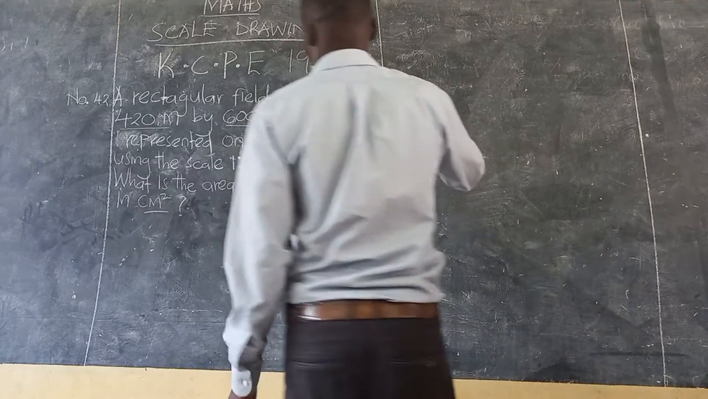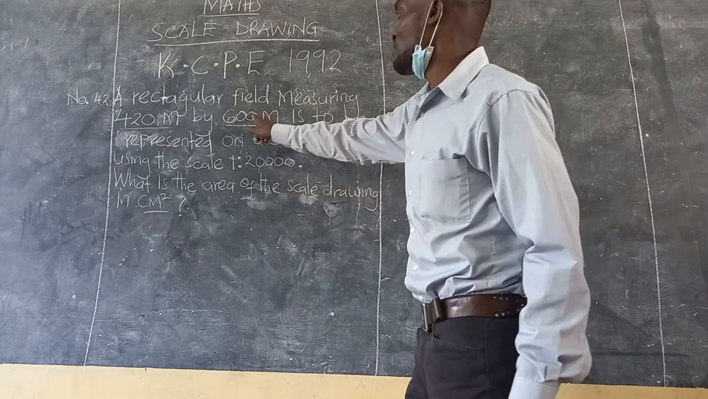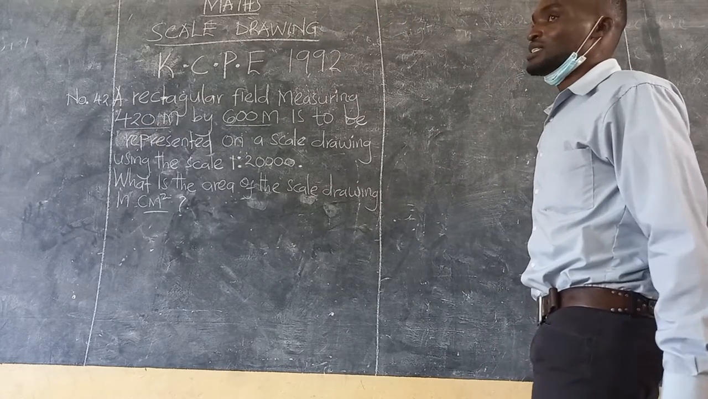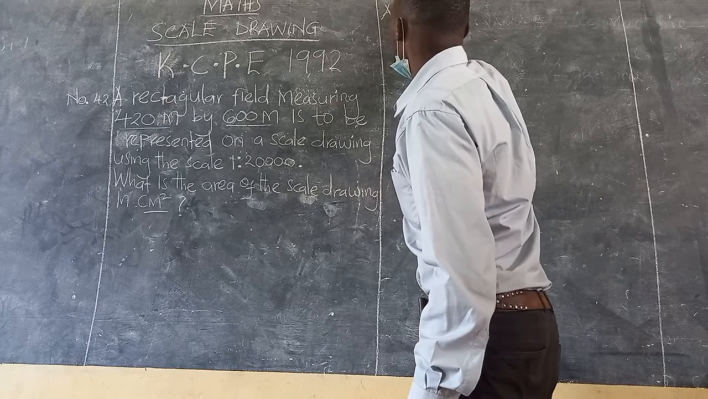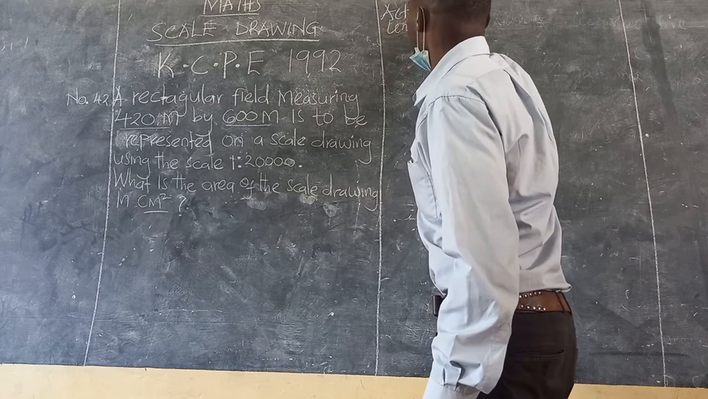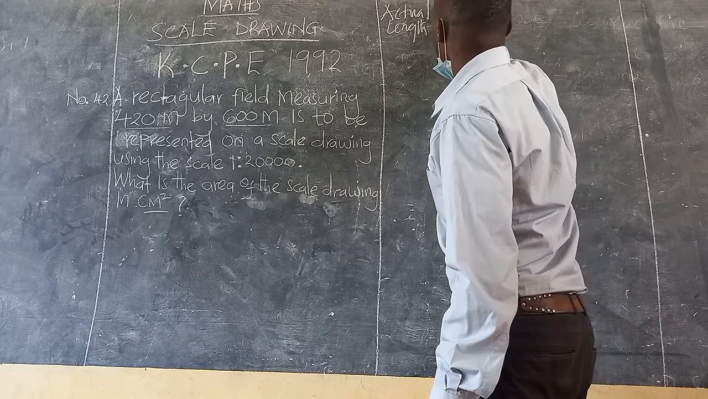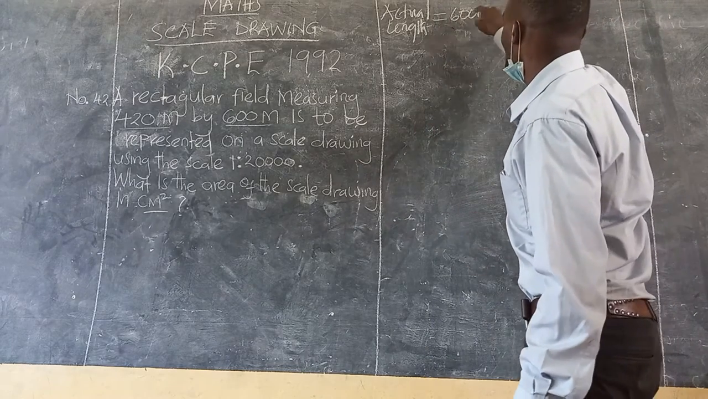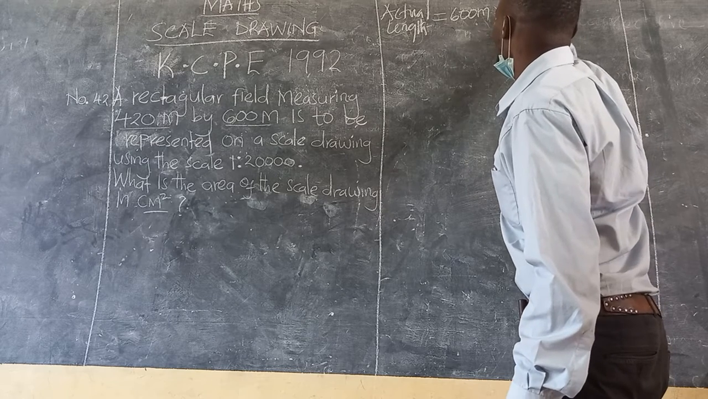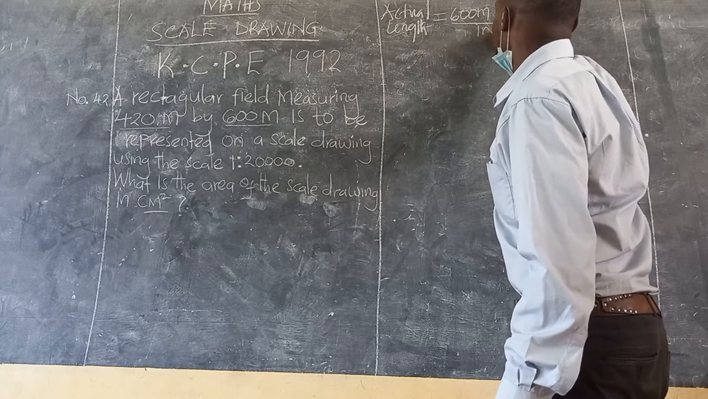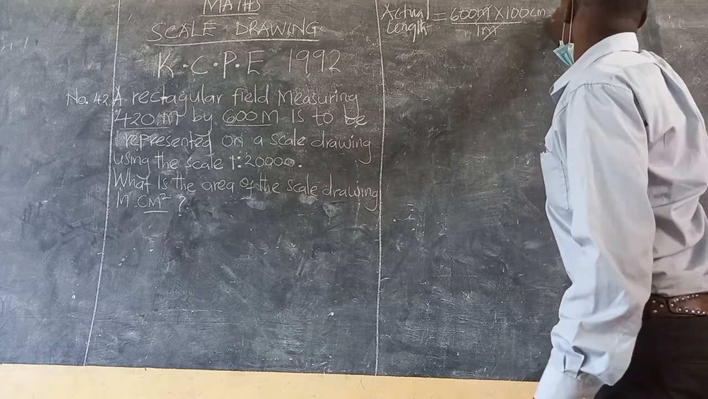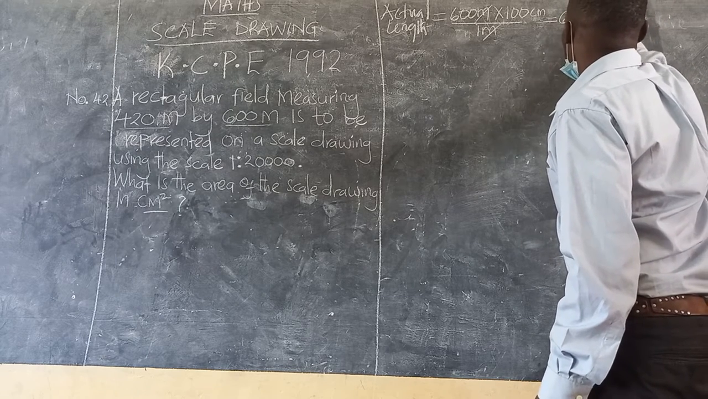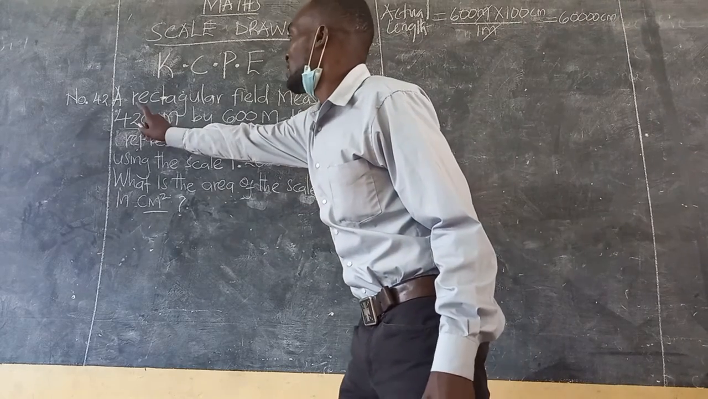So, students, you start by expressing the drawing length, the actual length and the actual width, in centimeters. So our actual length, which is 600 meters, we want to express it in centimeters. To change meters to centimeters, we multiply by 100. So by so doing, you are going to get our actual length being 60,000 centimeters.